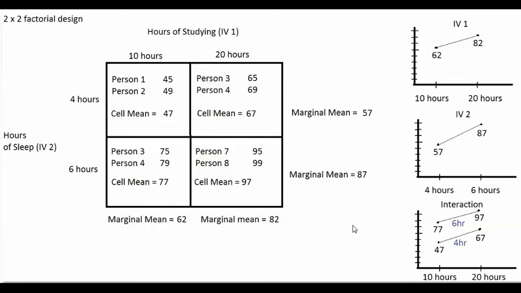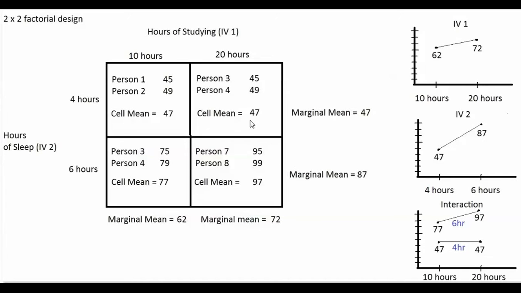Now let's look at a different data set in which there is an interaction between the two independent variables. This is the same experiment, but I changed the numbers in the data set. Now, these two lines are not parallel because these two cell means are both 47. So there's no difference between the two cell means in row 1, which is why this line is flat. But in the second row, this mean is 20 higher than this mean, which is why this line is dropping from 97 down to 77.